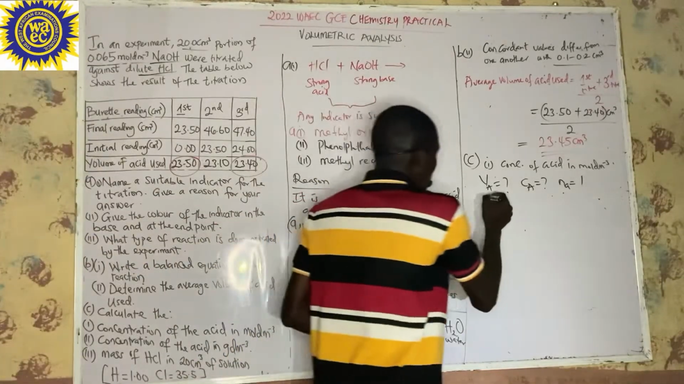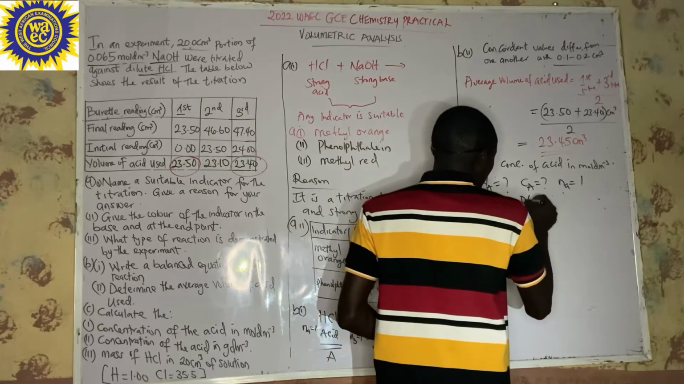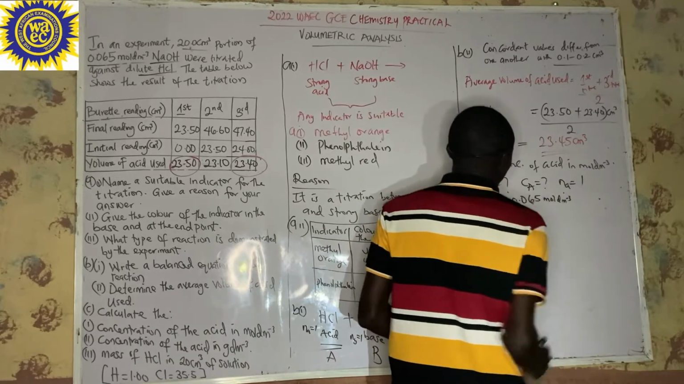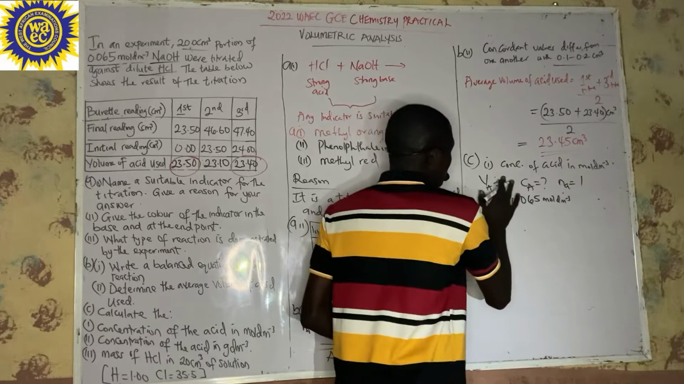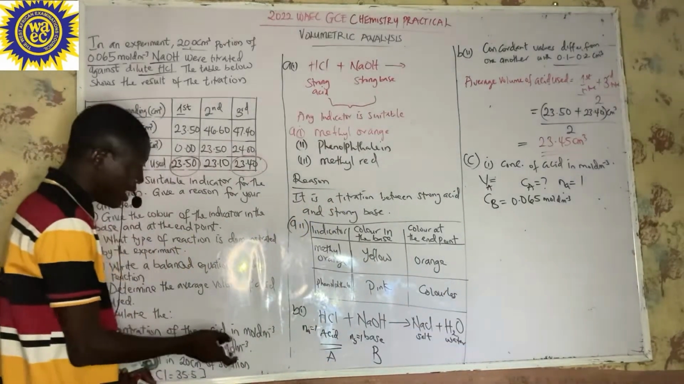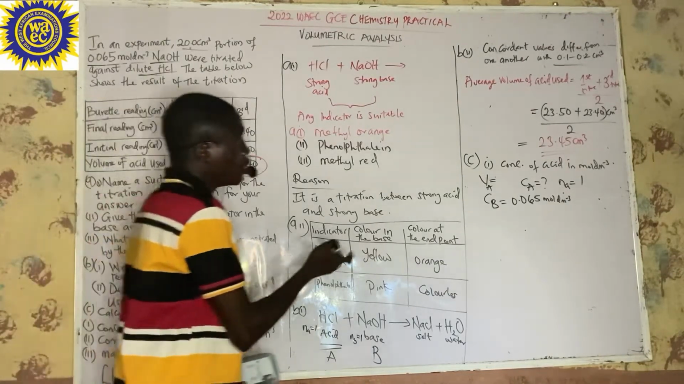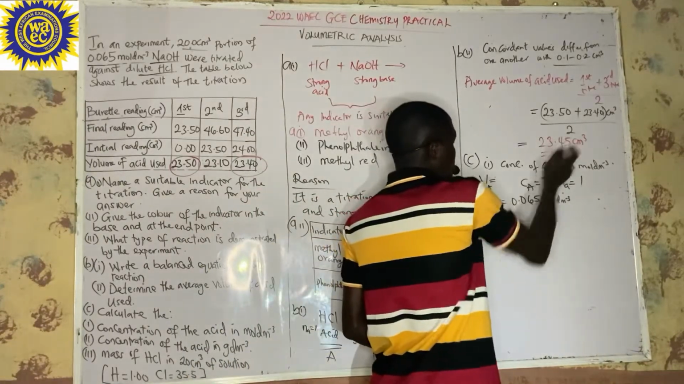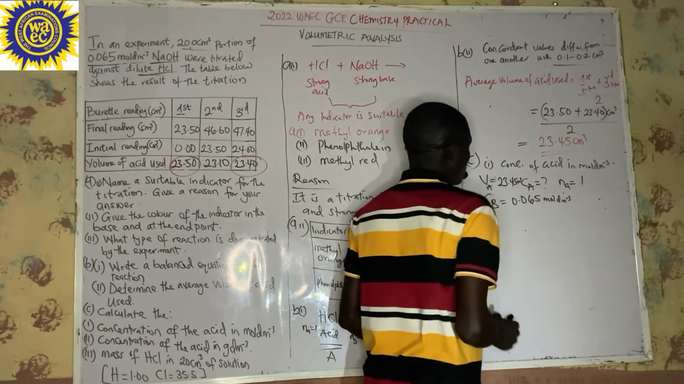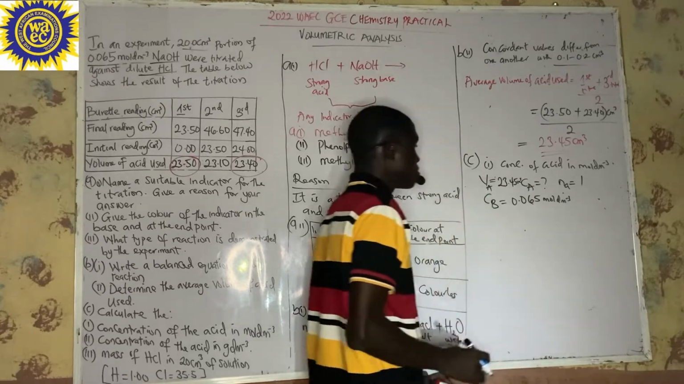So we have CB as 0.065 mole per dm cube. It's very, very essential. Don't forget that this VA has been given to us. It's not unknown, sorry for that. The VA is 23.45 centimeter cube. So please note that 23.45 centimeter cube. Now the CB is 0.065 mole per dm cube.